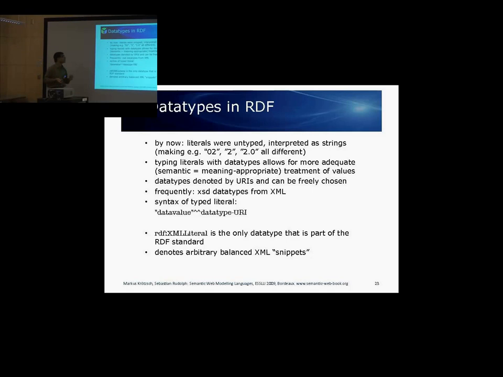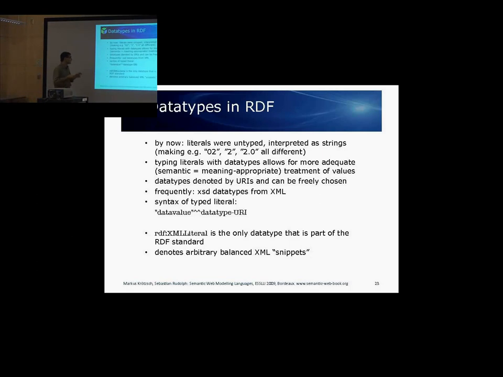RDF pretty much exploits all possible data types which are available in XML, like the XSD data types: string, decimal, integer, and so on. Before, what they used to do was put it in double quotes, and then everything was treated as a string, which became a problem in a lot of cases, like if there was any kind of mathematical software looking for integers, but what was available was strings. So that became a problem. Data types which are denoted by URIs can be freely chosen. There is no restriction on that.